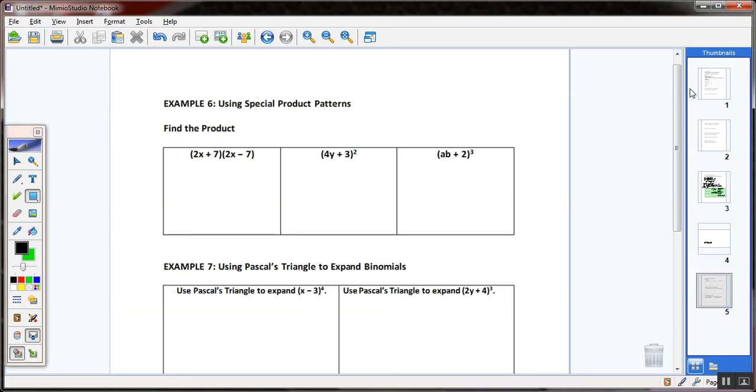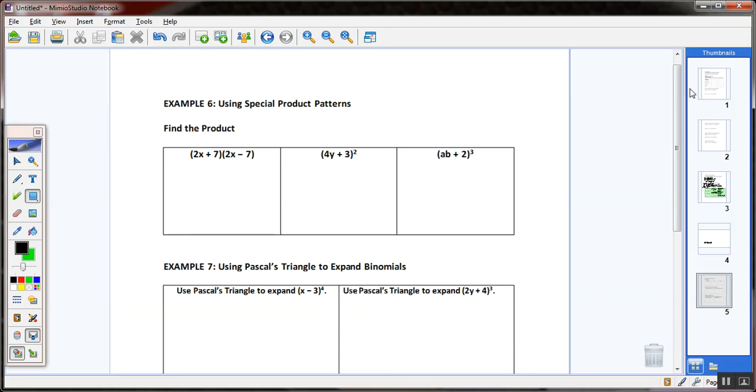All right, I think the first two you might have down pretty well. Should we save that last one for together? Yes. Let's do that. How about a volunteer for my first one? Is this a sum and difference, is this a square of a binomial, or is this a cube of a binomial?